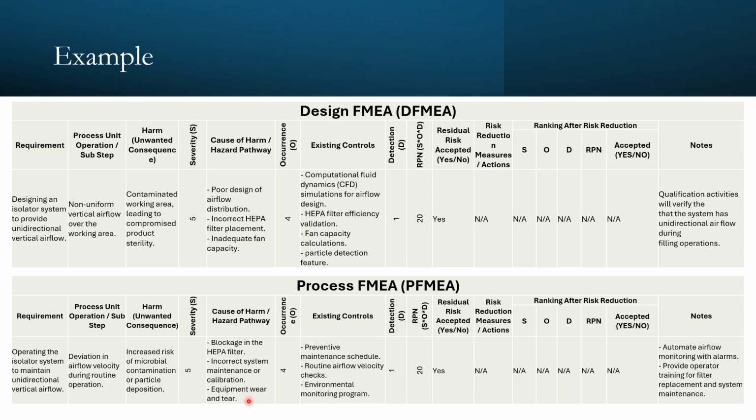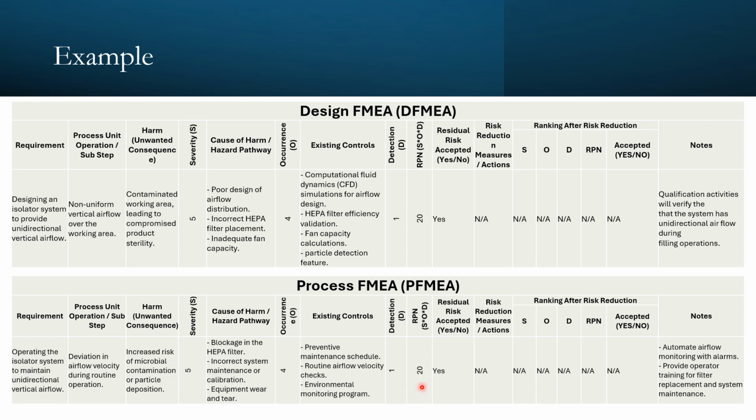So next is the cause of harm. So cause of harm could be blockage in the HEPA filter, incorrect system maintenance or calibration, equipment wear and tear, right? And next I have assigned the ranking as 4 for the occurrence, right? So here we need to provide the existing control. So existing control could be preventive maintenance schedule, routine airflow velocity checks, environmental monitoring program. Next is the detection. So I have assigned it as 1.